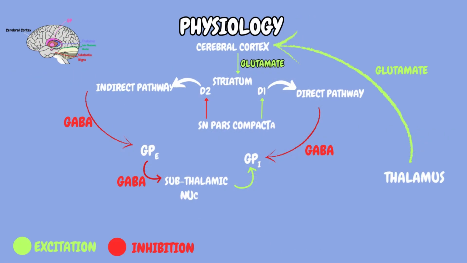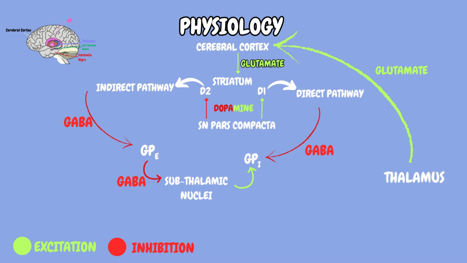The cerebral cortex sends excitatory signals via glutamate to the striatum, and the substantia nigra pars compacta sends both excitatory and inhibitory signals via dopamine to the striatum. Dopamine excites the D1 receptors in the striatum and inhibits the D2 receptors. D1 receptors form a direct pathway of stimulating the thalamus, while the D2 receptors form an indirect pathway that inhibits the thalamus and movement. Dopamine causes movement by exciting the D1 and inhibiting the D2 receptors.